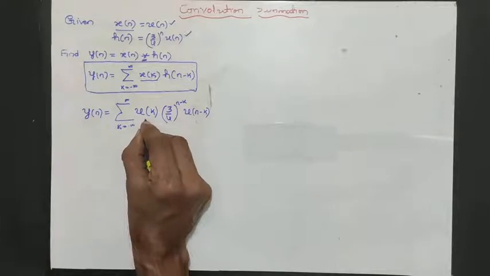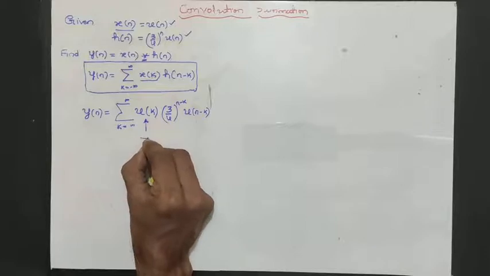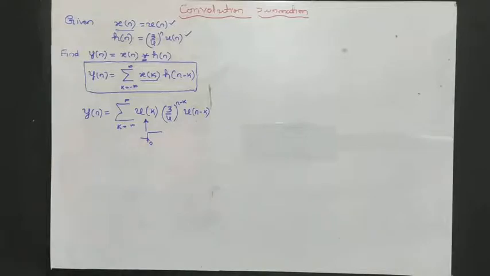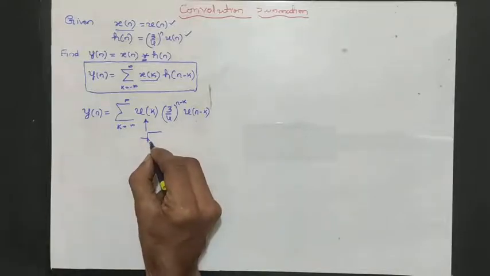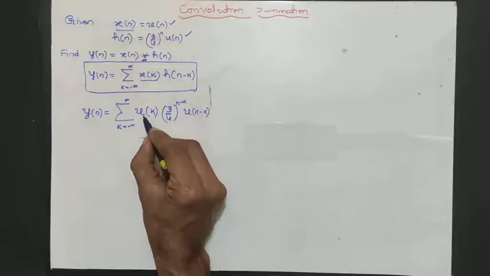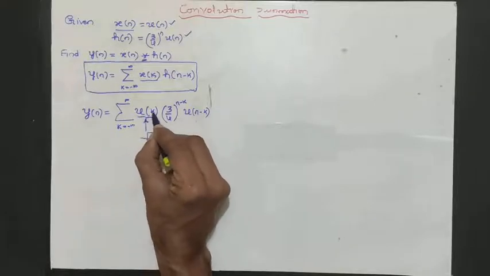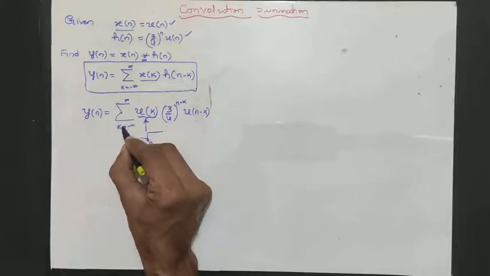Now continuing with this, first let me analyze this. What is the meaning of u of k? u of k means it's a step function. Step means it starts at where? Starts at 0. Now this u of k starts at 0. There is no meaning for you to sum it from k equals minus infinity, because whatever u of k is there, its starting point itself is 0. u of k or u of n, all of them start at the point 0. Hence there is no meaning for me to sum it from k equals minus infinity.